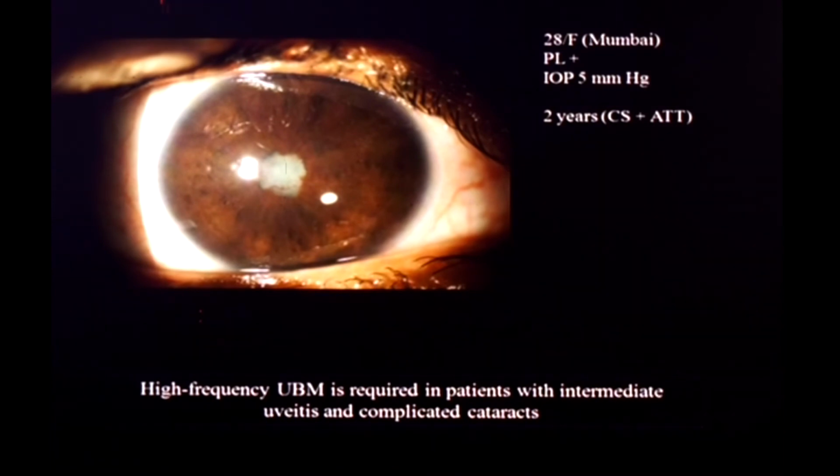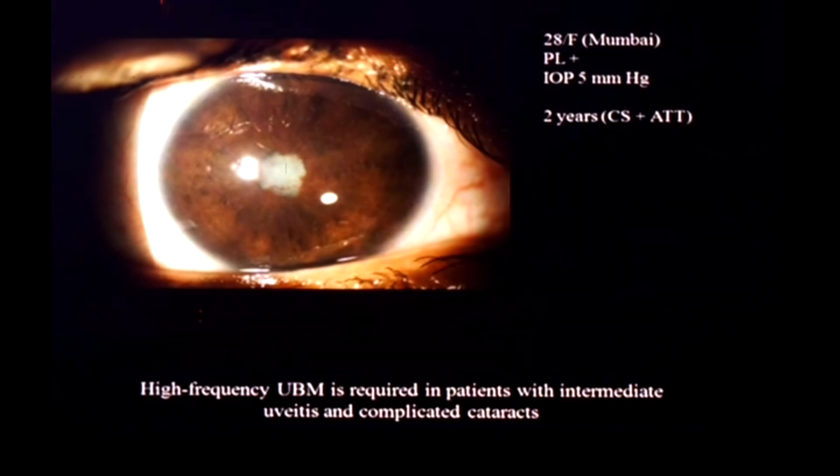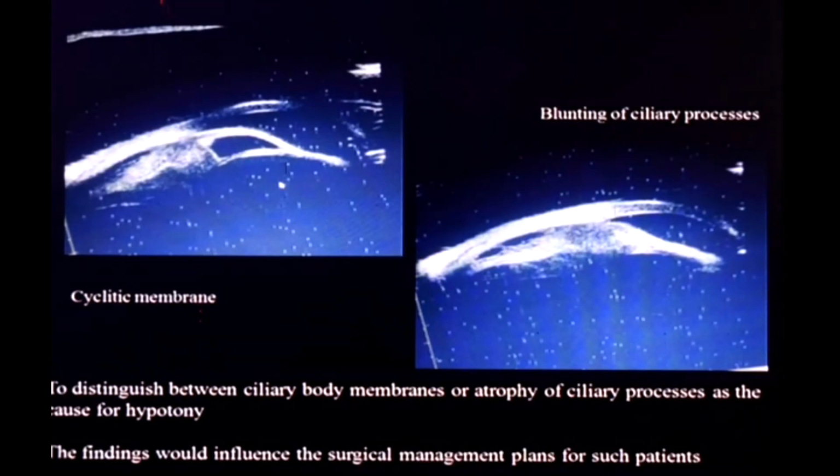All of them were anterior segment surgeons. She was advised phacoemulsification with an intraocular lens. Probably attention was not paid to her intraocular pressure, which was only 5. So in these eyes with hypotony, we need to have a UBM, which showed a cyclitic membrane, 360 degrees ciliary body atrophy, and it changes the entire surgical plan of the patient.